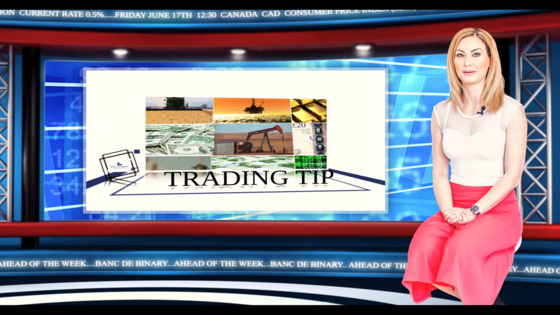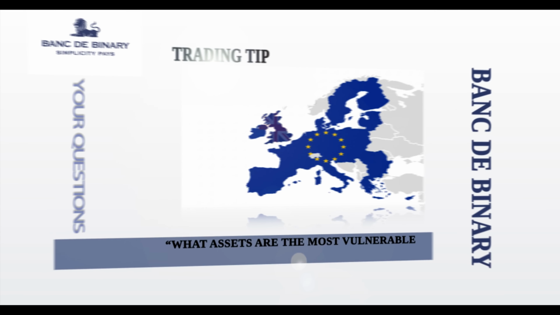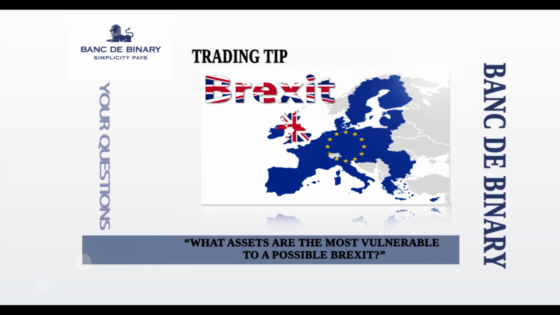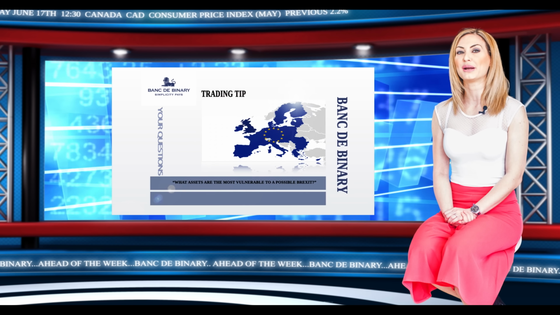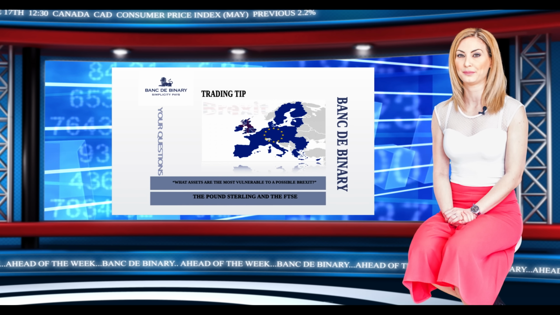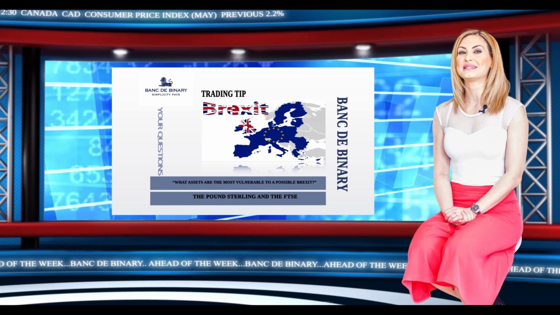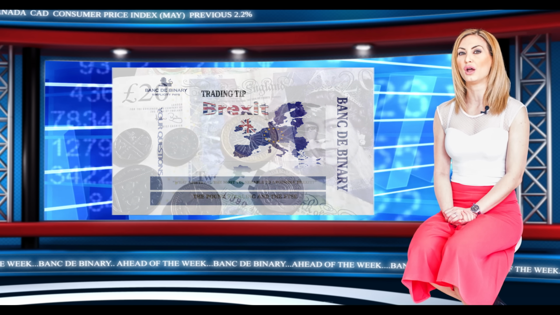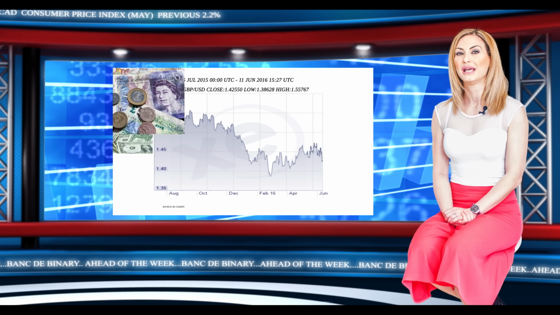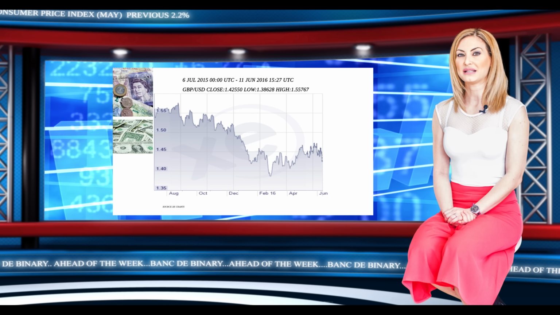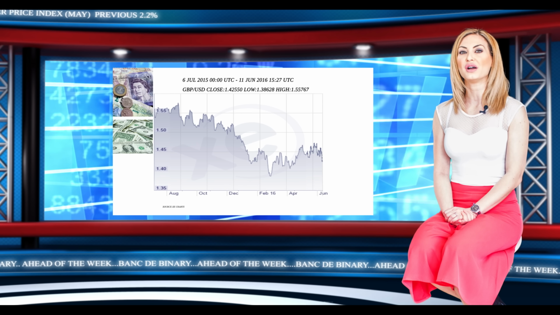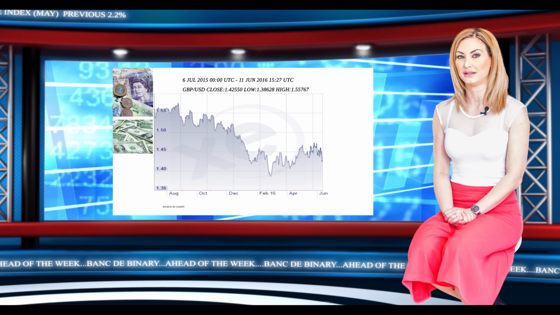Now on to our trading tip based on your frequently asked questions. What assets are the most vulnerable to a possible Brexit? The main asset that is being impacted by the upcoming Brexit vote is the pound sterling. In the first half of 2016, the currency fell to a low of 1.3862 against the USD. That's compared to the level of 1.55 seen in the last quarter of 2015.